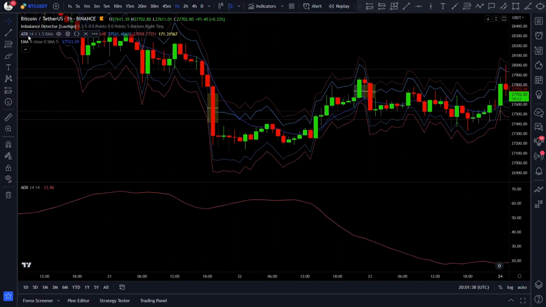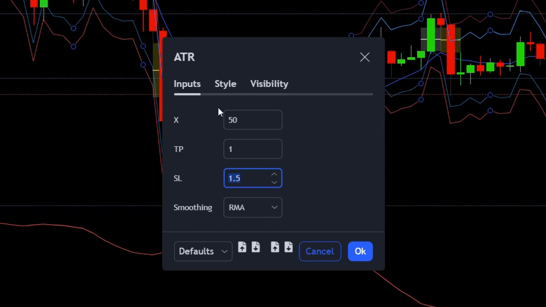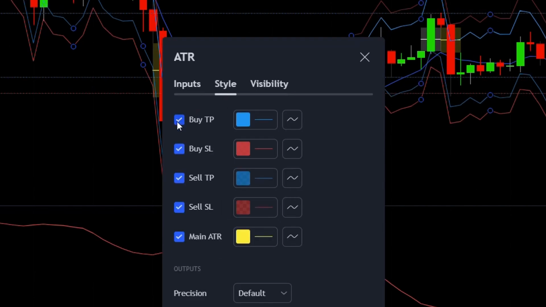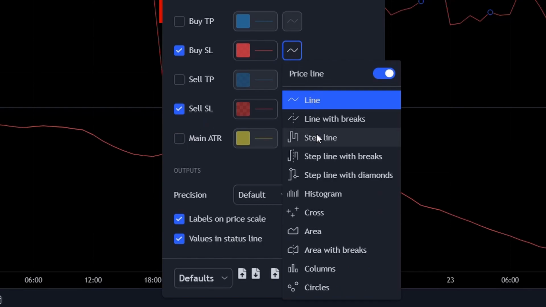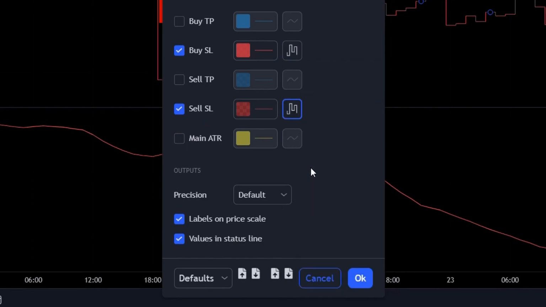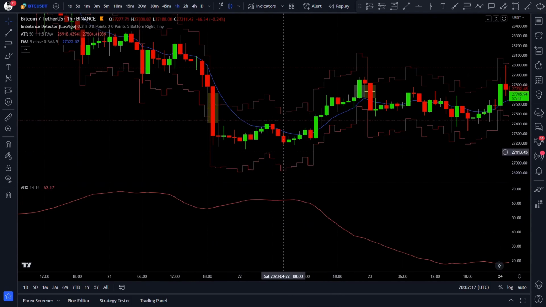Next up, let's modify the ATR settings. For the X value, which is the ATR length, give a 50 value. And for the SL, leave it at 1.5. Go into the style settings, untick the buy TP, the sell TP, and the main ATR. Finally, change the line styles to step line. Now these red lines are going to be our stop loss placements.